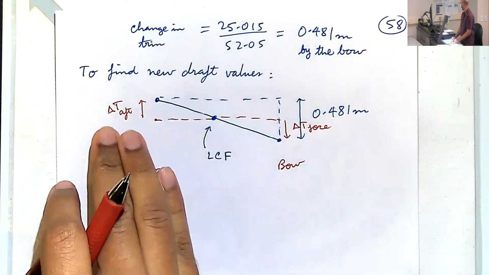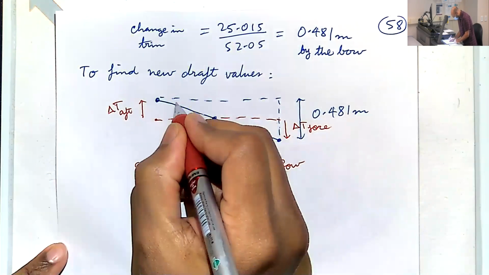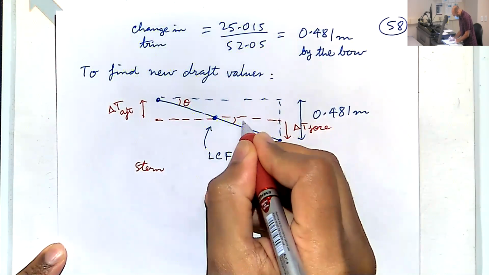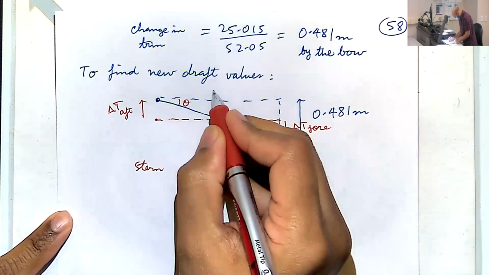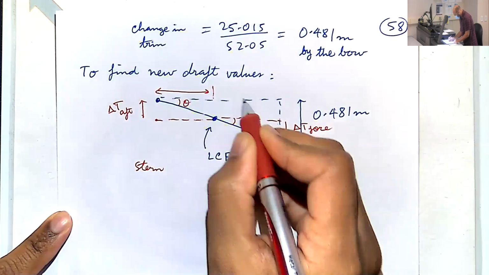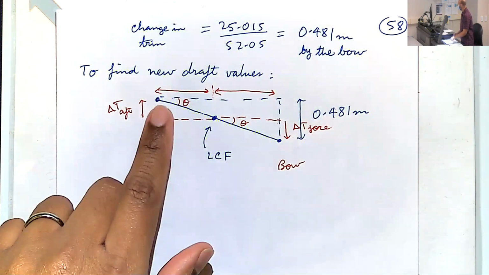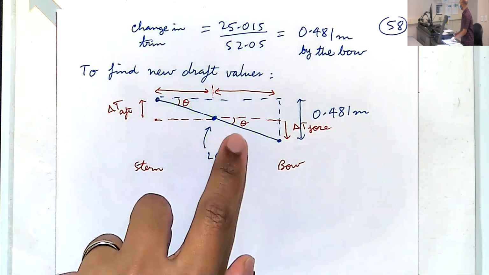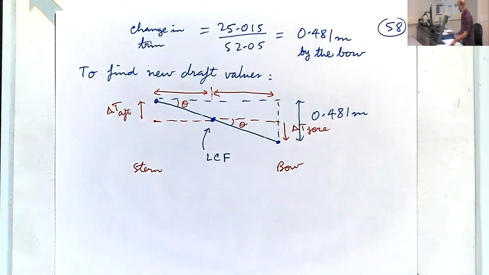And once we find those two values, then we just add or subtract the original given draft values. So we have here, let's call this our trim angle. Now to figure out the distance between this LCF and this guy here, these horizontal distances between LCF and aft, LCF and forward, we can find very easily. That depends on the data that we're given.